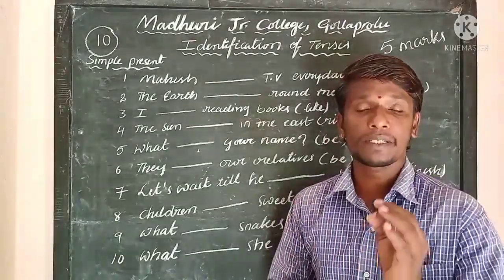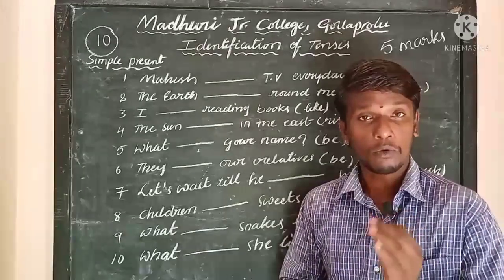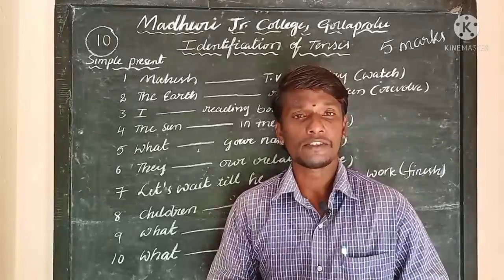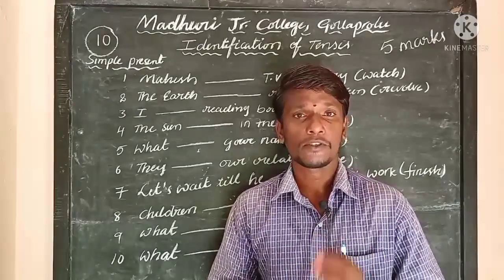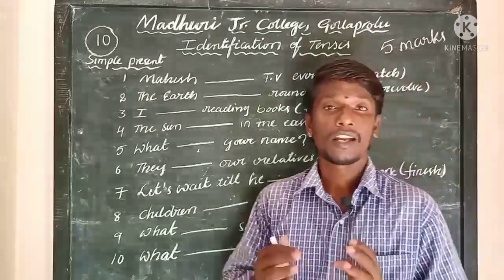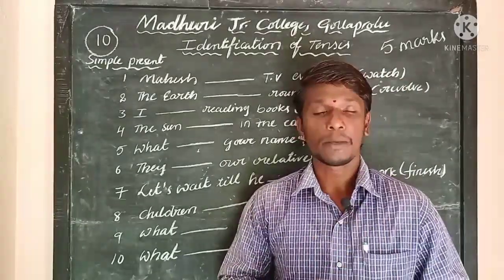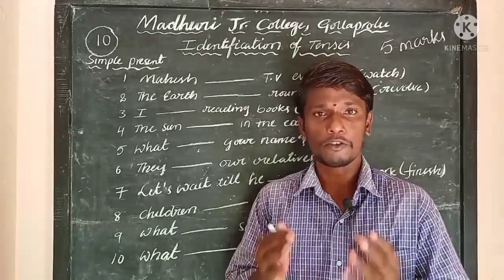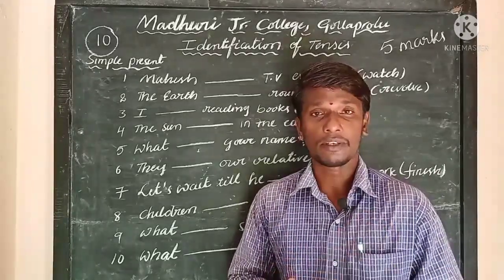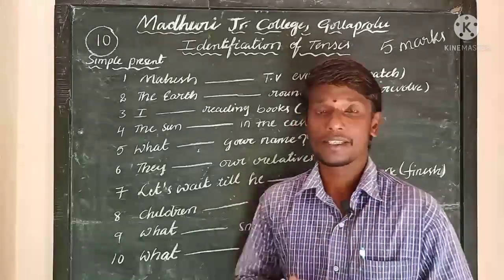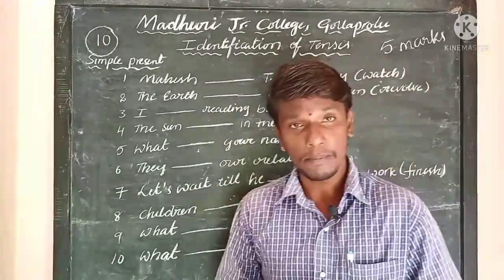How is a simple present tense identified? Simple present tense is identified by some adverbs at the end of the sentences, like daily, seldom, frequently, often, every day, or the like. By identifying all these words, you can say that the given tense is in simple present tense.